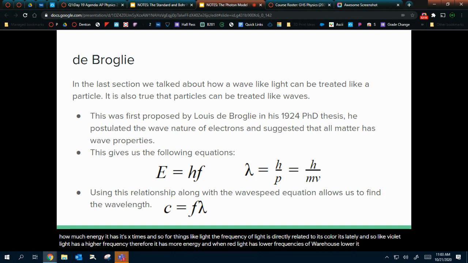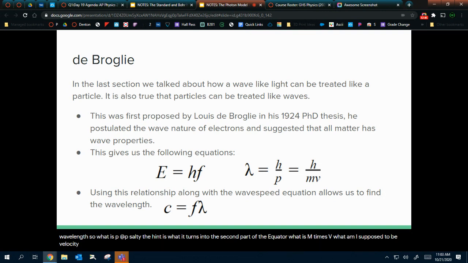But then we have this next set of equations here. It says lambda equals h over p, which equals h over mv. So h, we just talked about, that's Planck's constant. What is lambda? The upside down y. Wavelength. Still wavelength. So what is p? The hint is what it turns into in the second part of the equation. What is m times v? What's m? What's v? Velocity? Mass times velocity is?